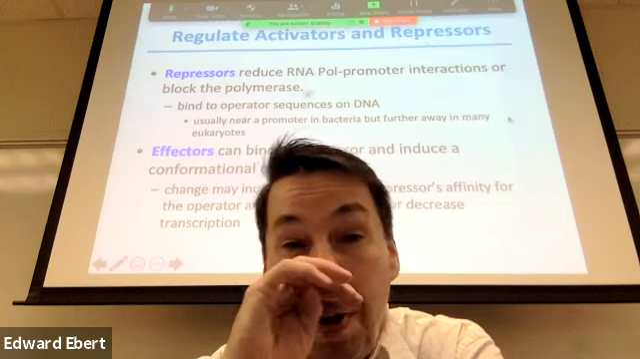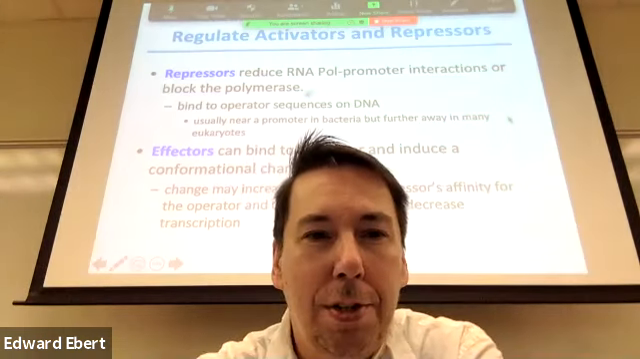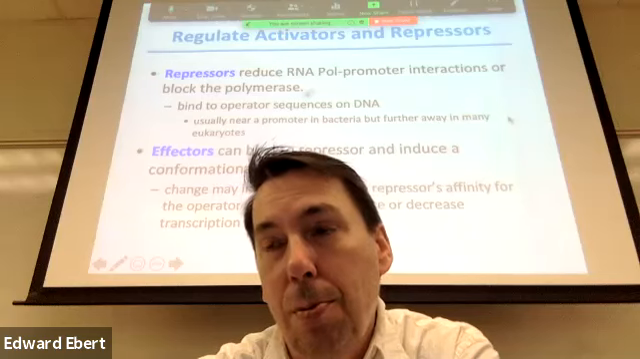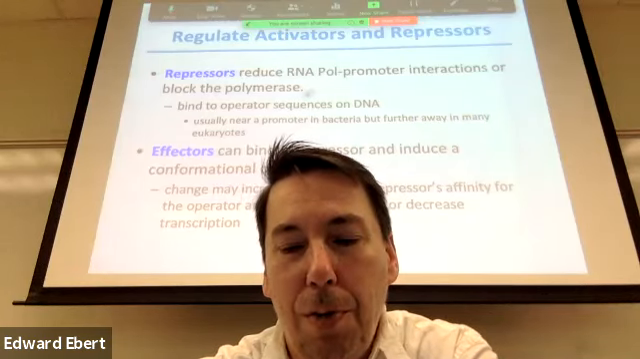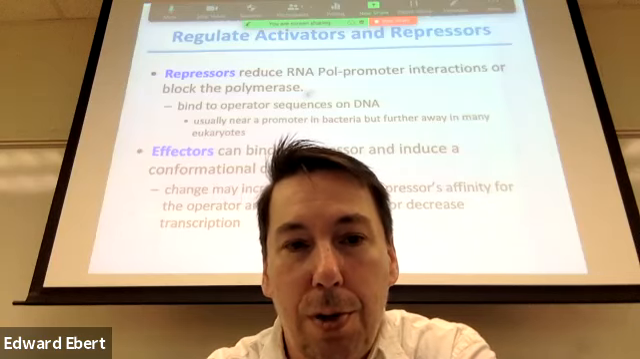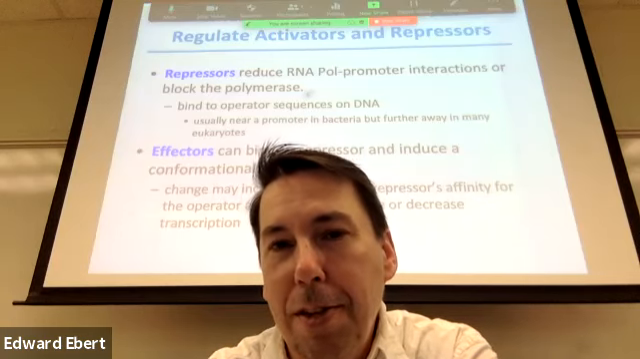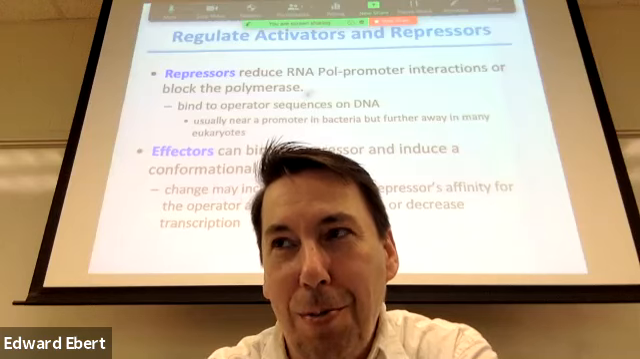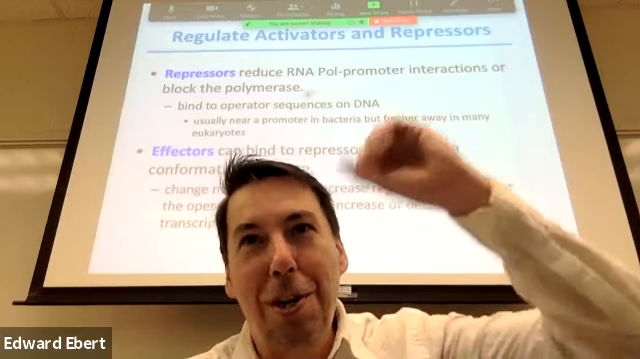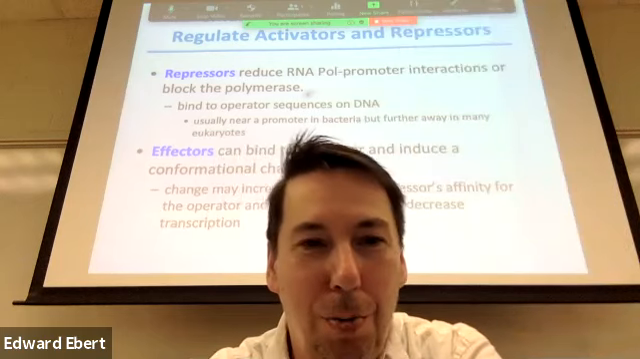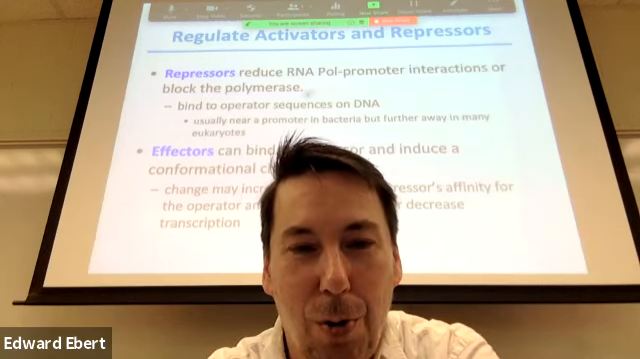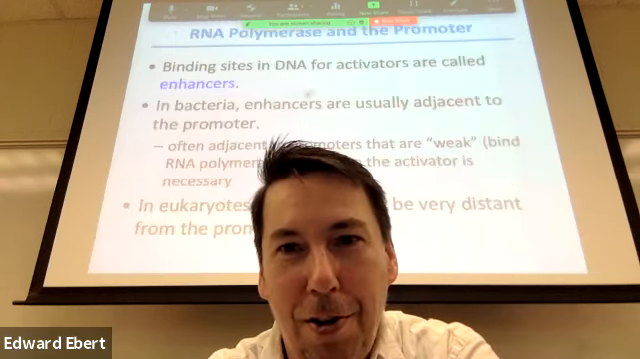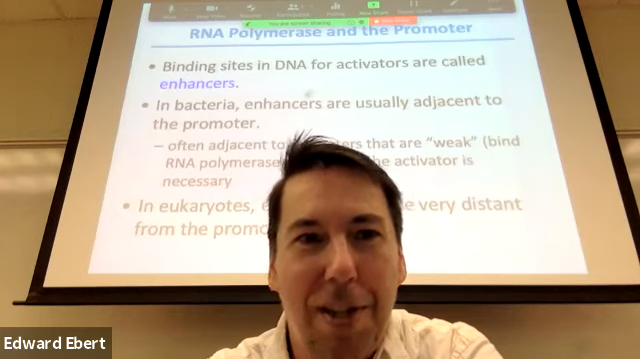Small molecules can regulate the activators and repressors. Repressors reduce interactions or block the polymerase completely. Effectors bind to the repressor and induce a conformational change to either increase or decrease its affinity. So there are lots of different ways. We can either target the interaction, or we can change the structure of our polymerase, or change the structure of our repressor, to alter its interaction at that binding site.